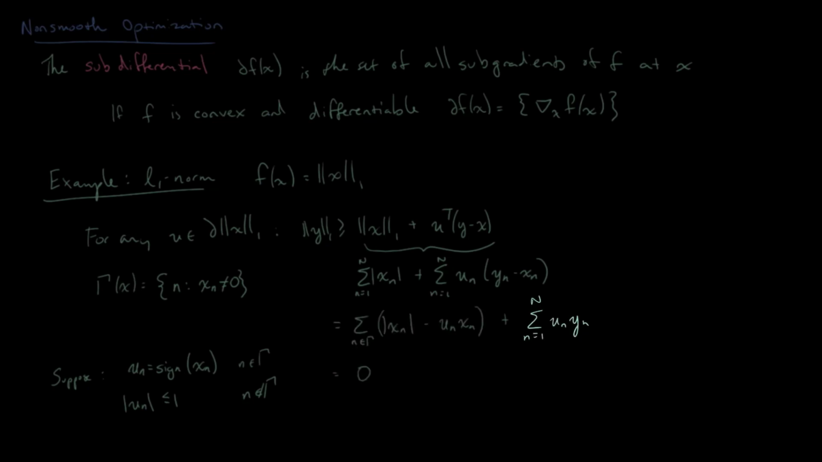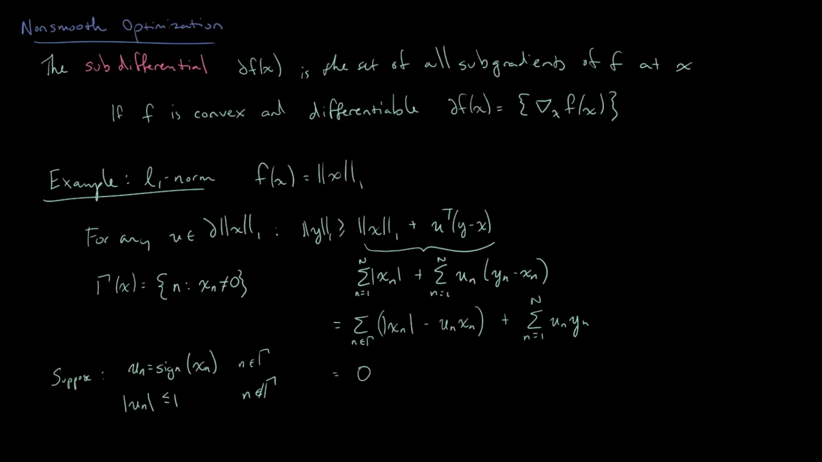Now, what can we say about this second inner product? Well, if the magnitude of u_n is always less than or equal to 1, then what we can say is that u_n times y_n is always less than or equal to the absolute value of y_n. And so this sum is going to be at most the L1 norm of y. And so what we've just done is shown that if u is constructed in this way, then it does satisfy this inequality and it is a subgradient.